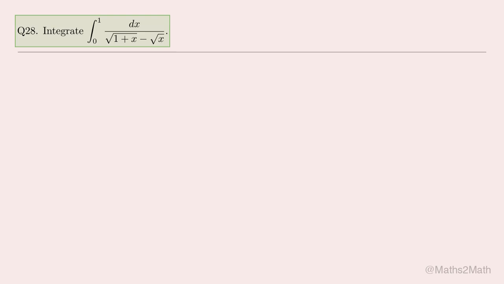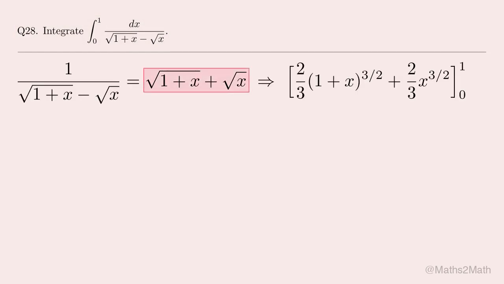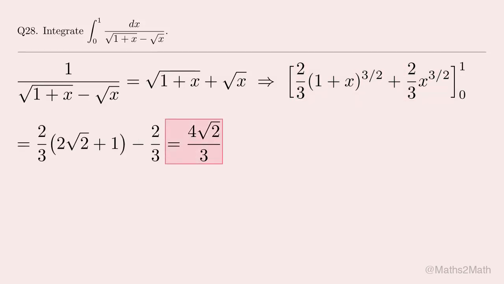Question 28. Rationalize the difference of roots. The conjugate sum integrates directly. Multiplying by the conjugate leaves root 1 plus x plus root x. Evaluate: 4 root 2 over 3.